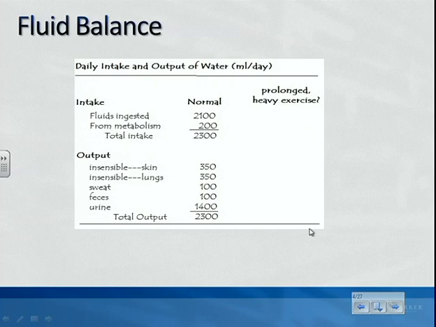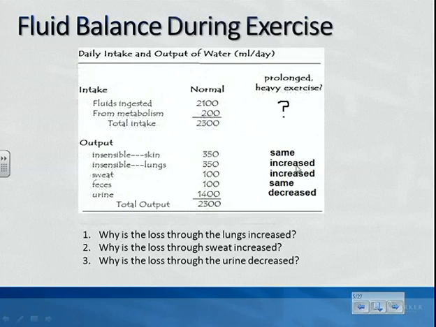Other things may have to change. So I'm going to say, let's put a big question mark by fluids ingested. But look at these other things. I filled them in for you. Insensible water loss through the skin. Not going to change, because remember, that's independent from sweating, right? That's not going to change unless all of a sudden you're intensely exercising, you fell down and scraped your body up. But we're assuming that you didn't do that.